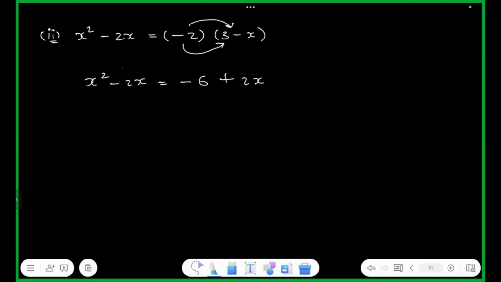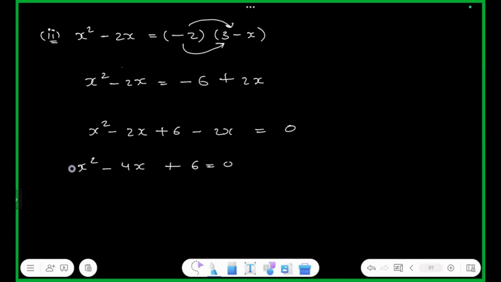Now, as we have done in the previous question, take each term to one side, and on the RHS, the right hand side, we will put 0 there. So x² − 2x + 6 − 2x is equal to 0. The sign of the −2x will remain negative, but here it will get added. So x² − 4x + 6 is equal to 0.